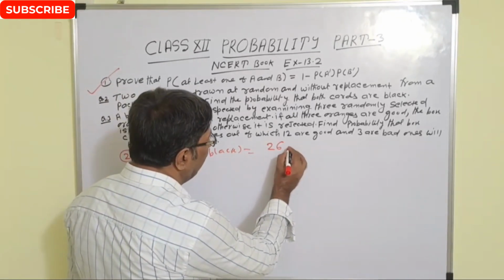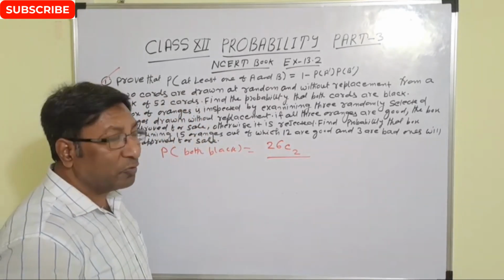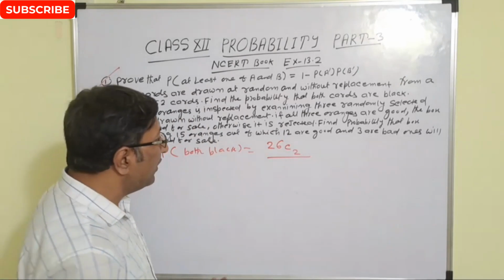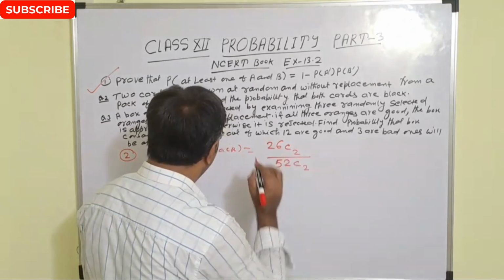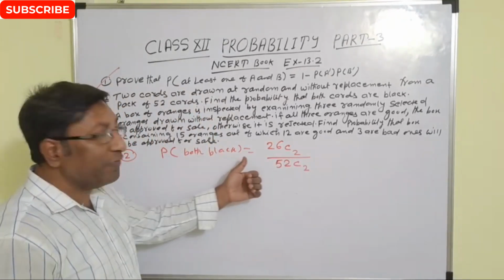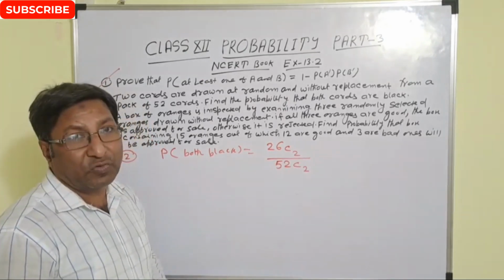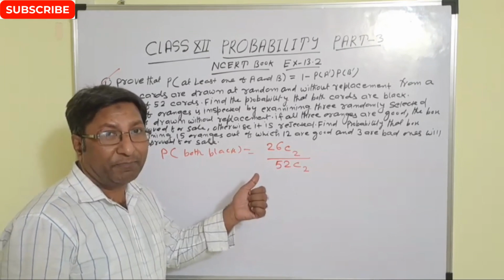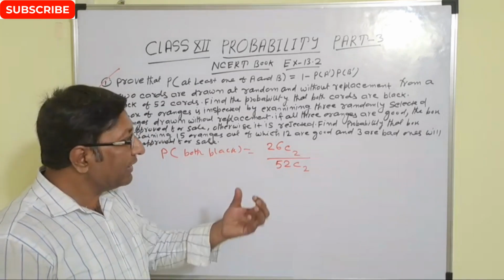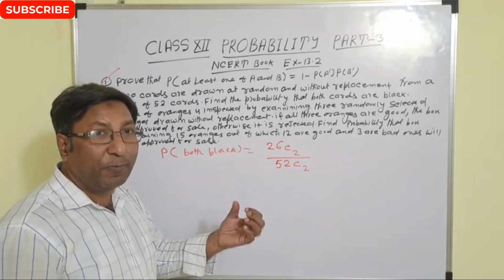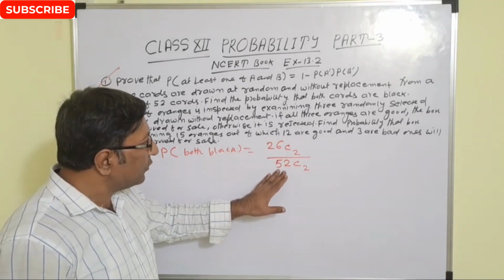So it will be 26C2. And the total number of cards is 52, so the total sample space will be 52C2. You know the probability of any event is favorable outcomes by total outcomes. The favorable outcome is that both cards should be black. In 52 cards, 26 cards are black and we are taking 2 cards, so how many groups of 2 cards in 26? 26C2, and this is 52C2.